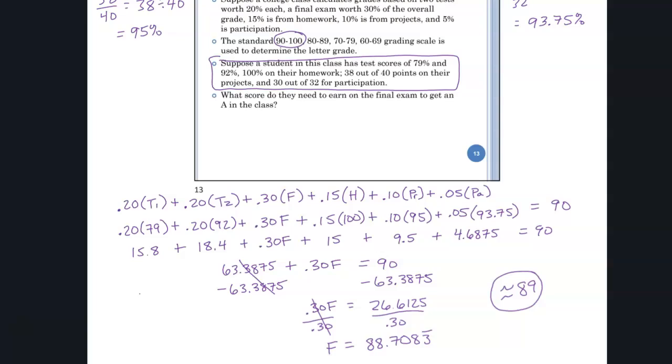And then you could do this similarly if you wanted to know for any other grade. So if you wanted to know what score you needed for a B in the class, you would do everything the same here, except instead of making this 90, you'd make it 80, right? If you want to figure out what score you need for a C, you make that a 70. So you could do this for any score that you're trying to figure out.